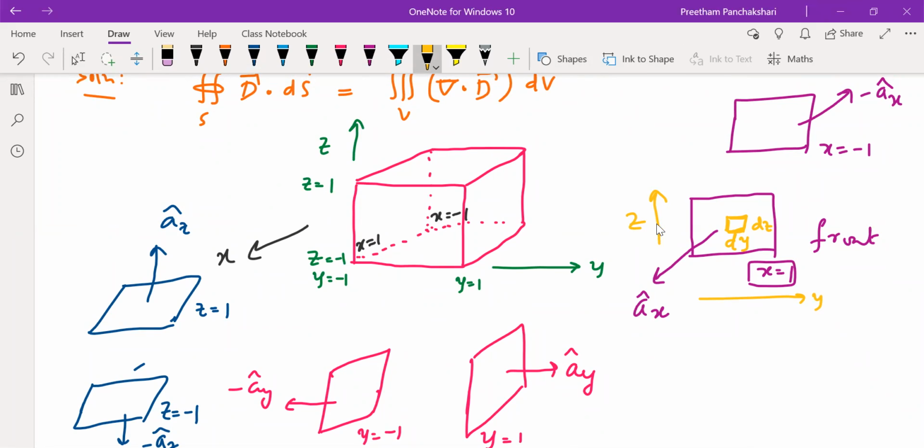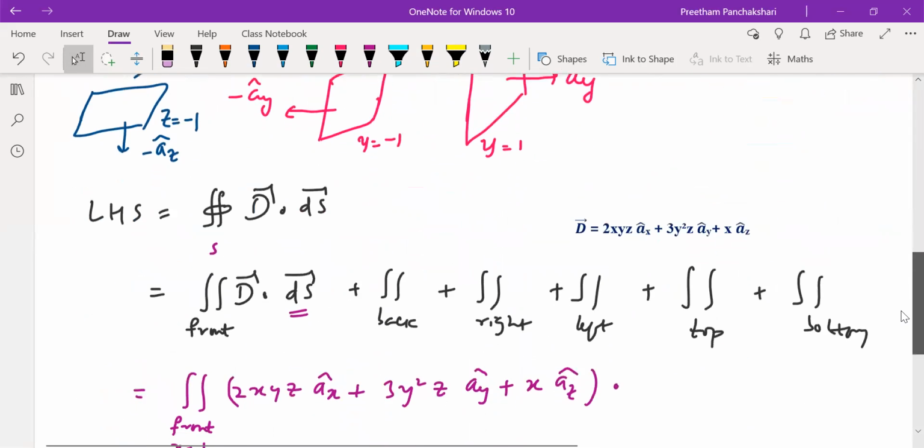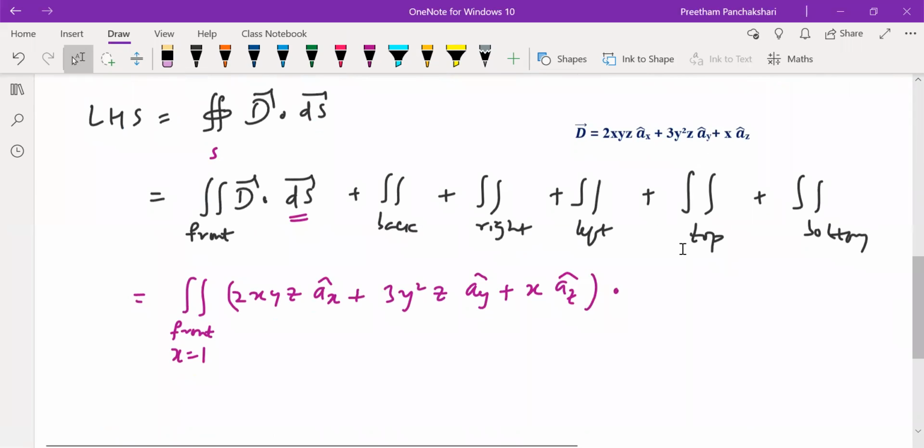Since dy into dz, the differential surface element is a vector, its direction is a cap x. Similarly, for the back face, same dy into dz will be having direction minus a cap z. So let us get back to that equation here.